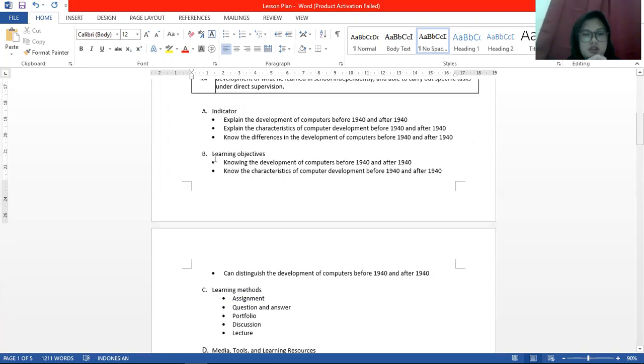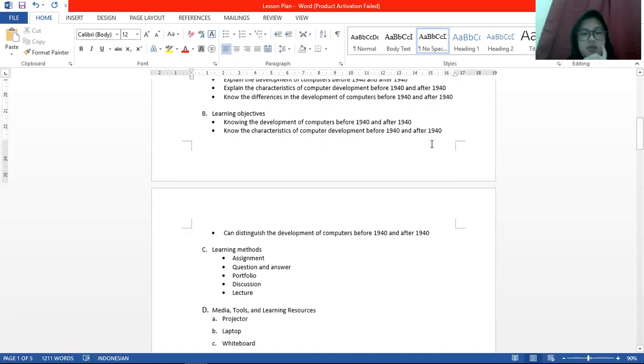And then for the indicators: explain the development of computers before 1940 and after 1940, explain the characteristics of the computers before and after 1940, and know the differences in development of computers before and after 1940. And then for the learning objectives: knowing the development of computers before and after 1940, knowing the characteristics, and being able to distinguish the development of computers before and after 1940.